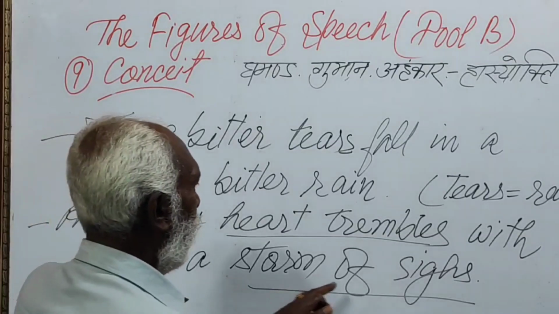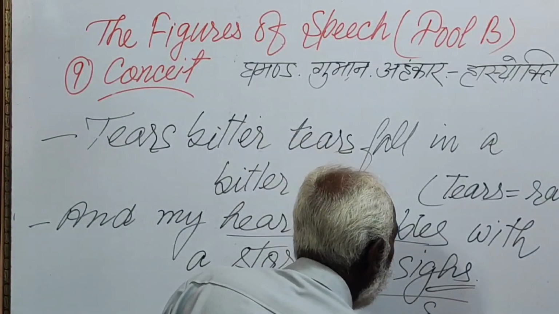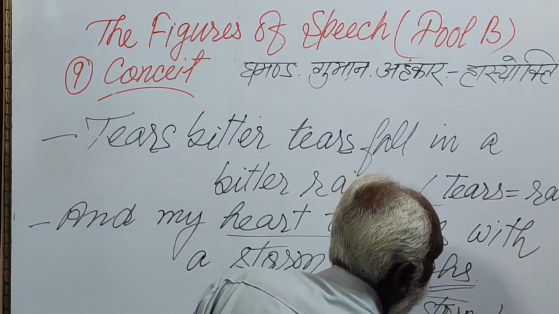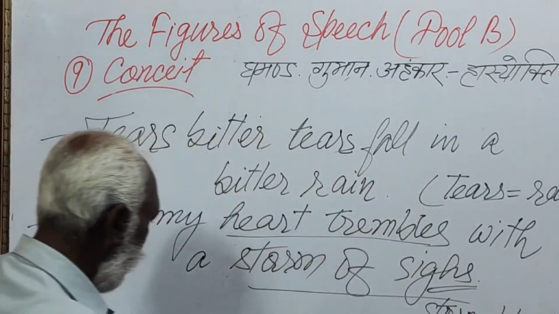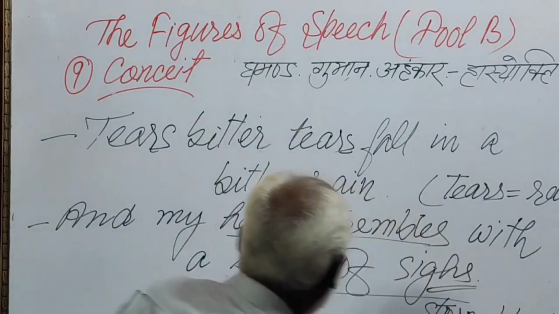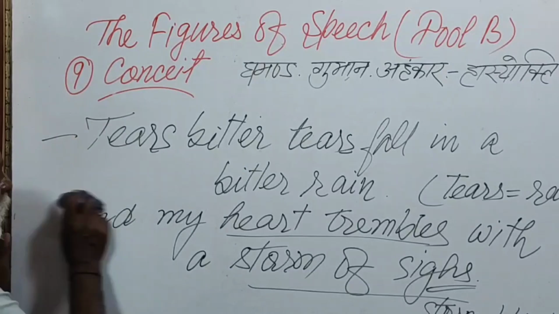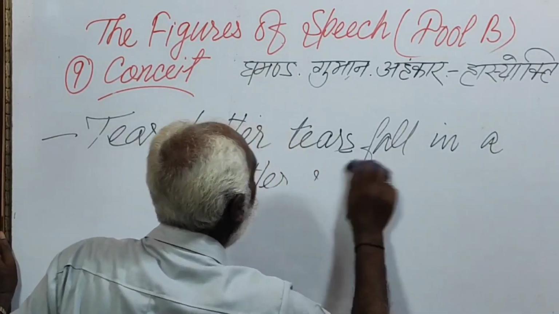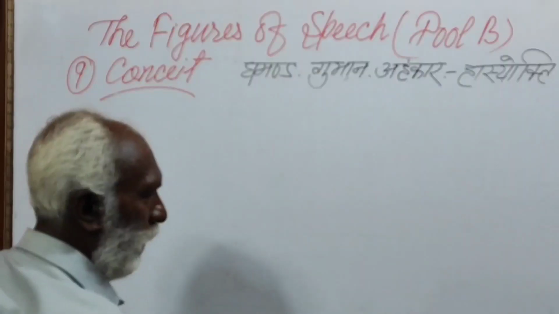And sighs here means storm or tempest. So the comparison between these two unlike, different things has now been expressed in this line. So this is known as conceit. Some other examples I would like to write here for you, dear.